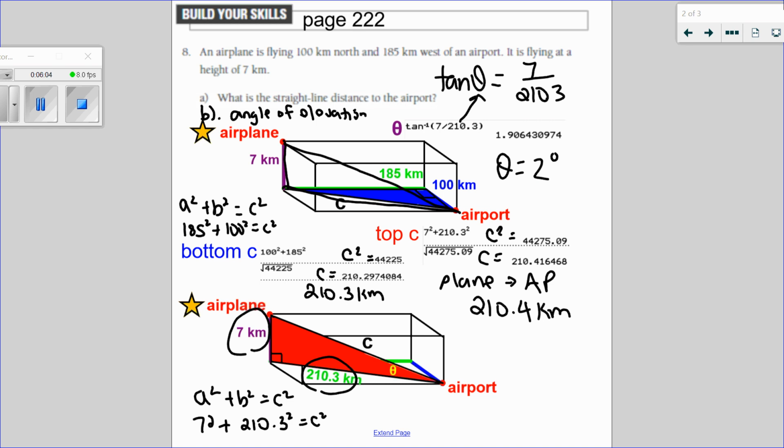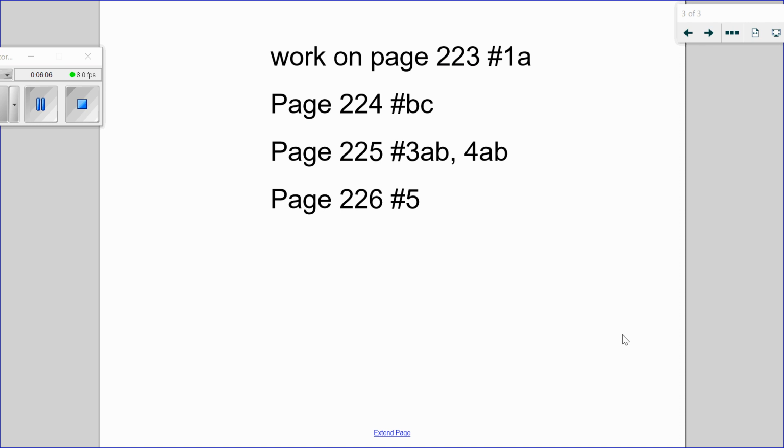So I hope those two questions helped you. What I'd like you guys to do tied to that is work on the following questions, which are also 3D type questions. And the last two that I did will help you on that.